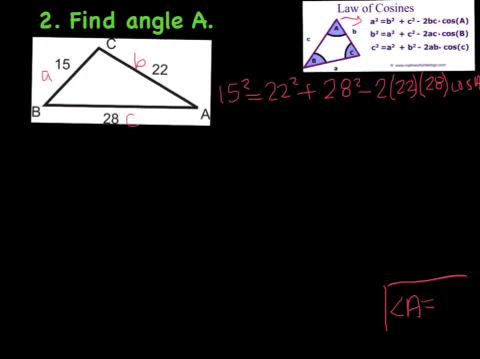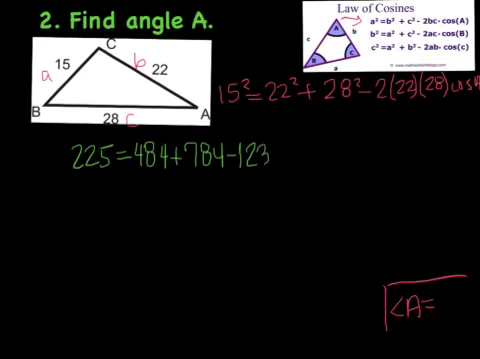15 squared is 225. So I'll do it down here. 225 equals 22 squared is 484 plus 28 squared is 784 minus, now we can't multiply everything together because we don't have cosine A, but we will multiply 2 times 22 times 28, and that gives us 1232 times cosine of A.